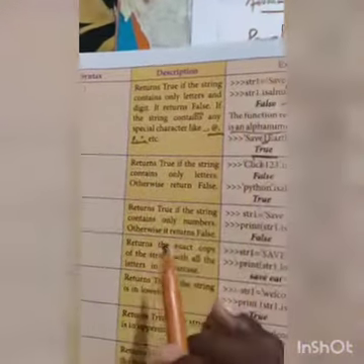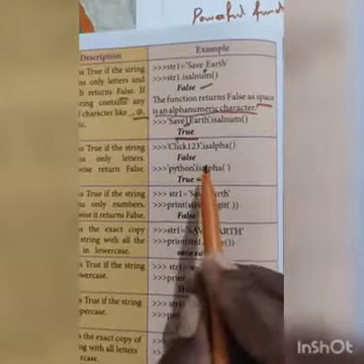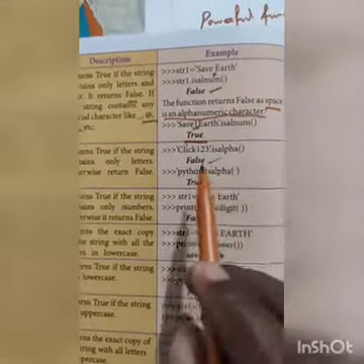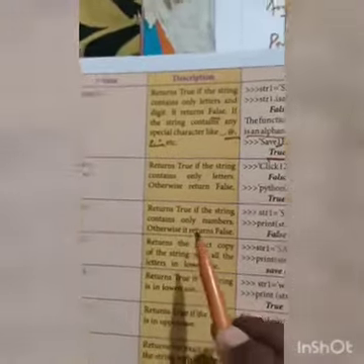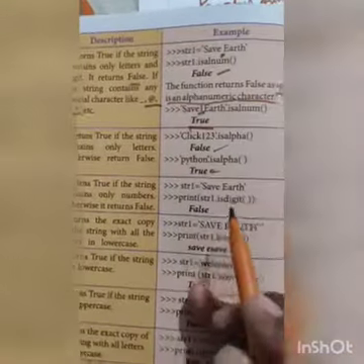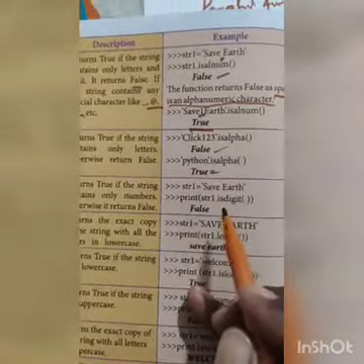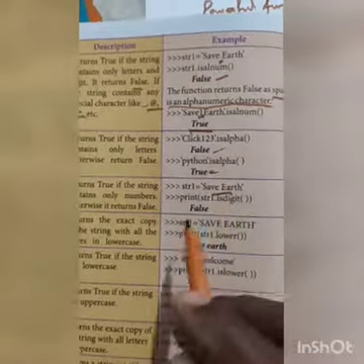Next is alpha. If alpha is there, it is True. If alpha is not there, it is False. If alphanumeric is there, it is False. So this is for strings. Next is digit, only digits. If digit is there, it is True. If digit is not there, it is False.